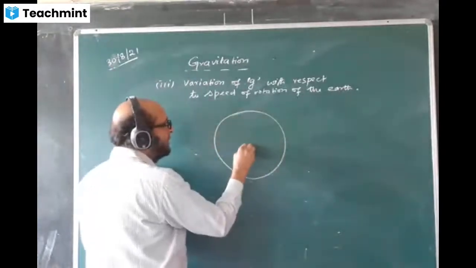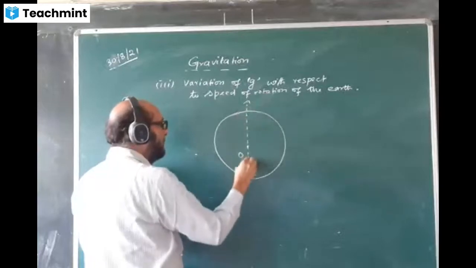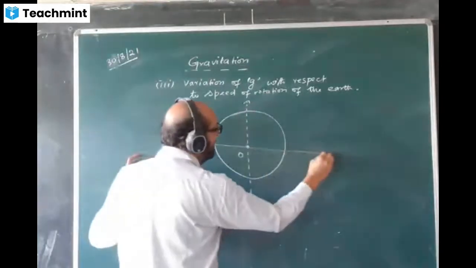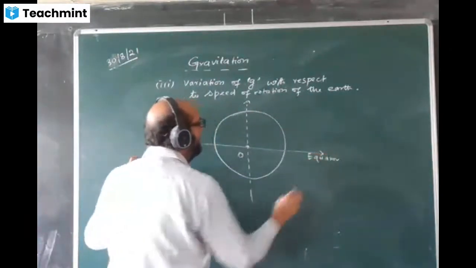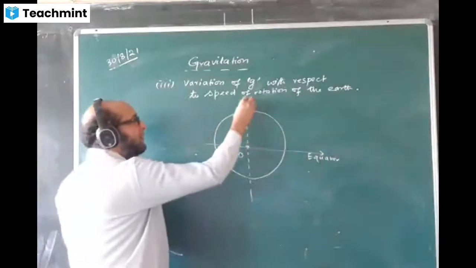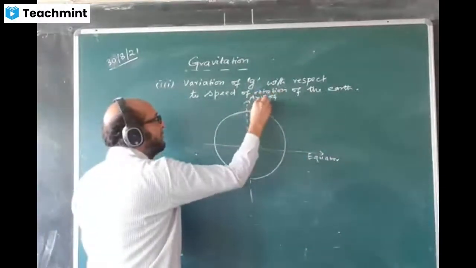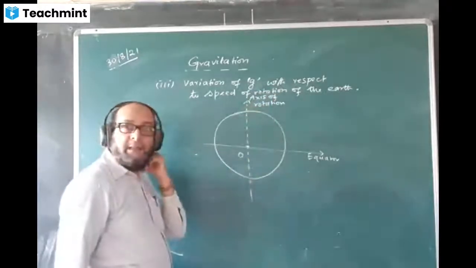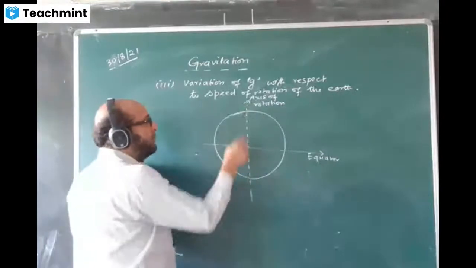Earth, here is the center of the earth. We are taking an axis of rotation here. This line is the equator. This is the axis of rotation. That is, we have poles over here.